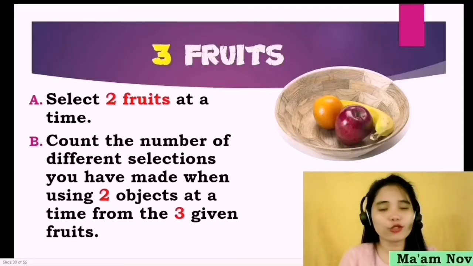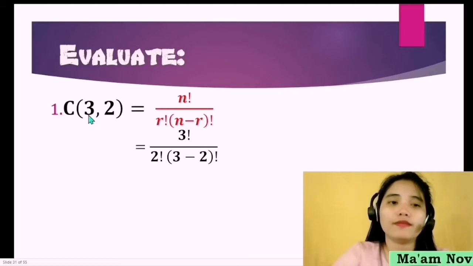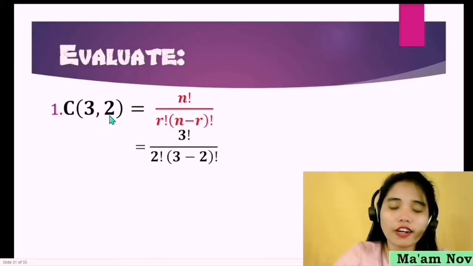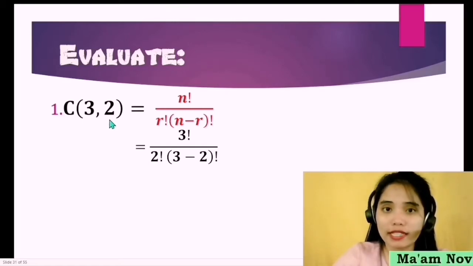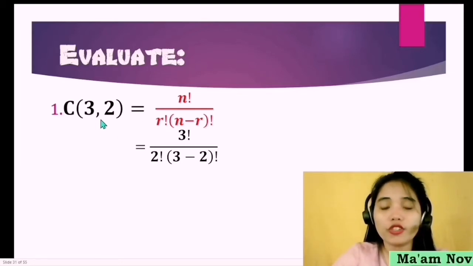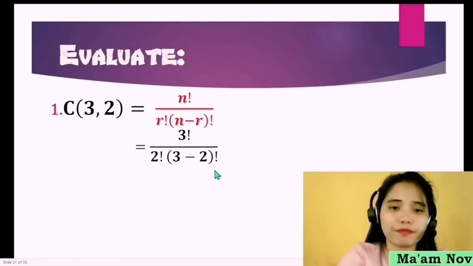So, kanina, let's try to solve yung 3 fruits. So, we will select 2 fruits at a time and then let's solve. Okay, so we have combination of 3 objects, yung 3 fruits, taken r at a time or taken 2 at a time. So, we will take 2 fruits at a time. Our n here is 3 and our r is 2. So, we will just substitute. So, we have 3 factorial over 2 factorial times the quantity of 3 minus 2 factorial.